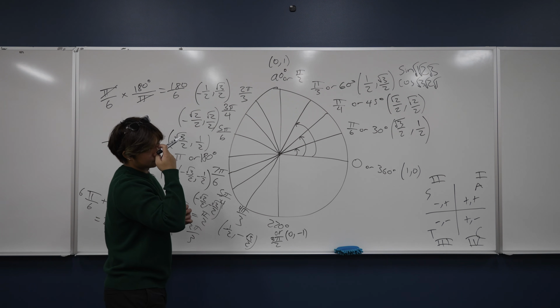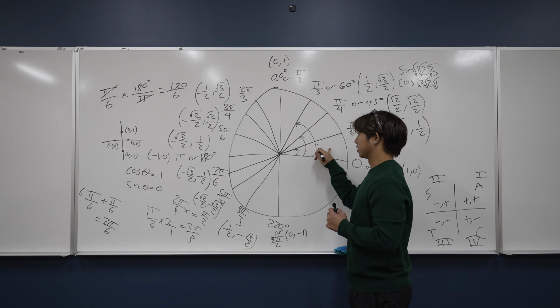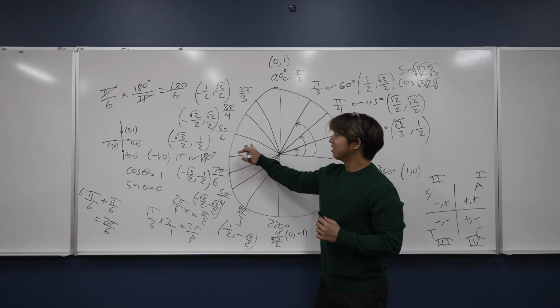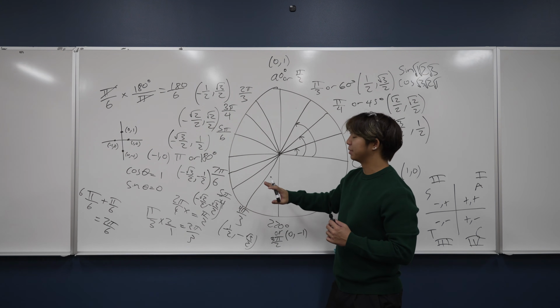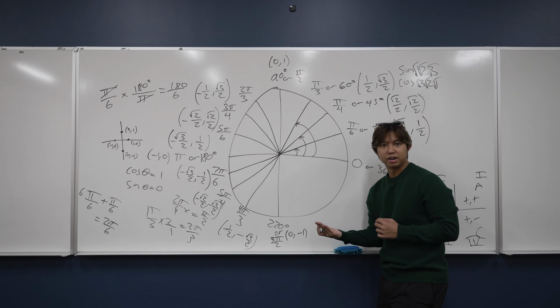All this is just repetitiveness. We're literally just repeating quadrant 1 over here, repeating quadrant 1 over here again, but just changing the negatives. That's really all it is.